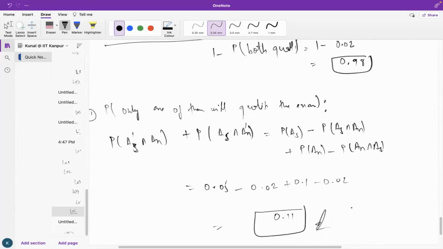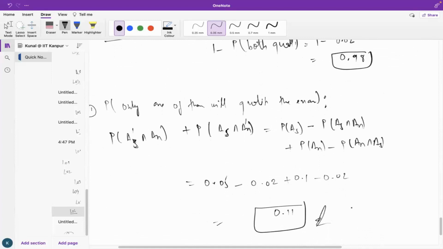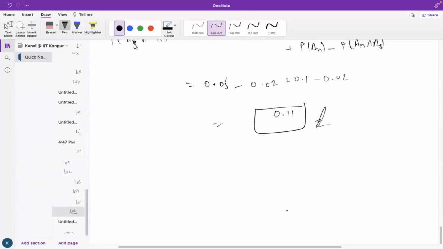The next question is something like the probability that only one of them will qualify the exam. Only one of them. If Asima fails then Anil has to pass. This is actually representing the thing. And if Asima passes, then Anil has to fail. So the condition is set like this. So the probability of Asima passing minus probability of both passing, plus probability of Anil passing minus probability of both passing. So what I'm trying to do here is, and we will get 0.11.